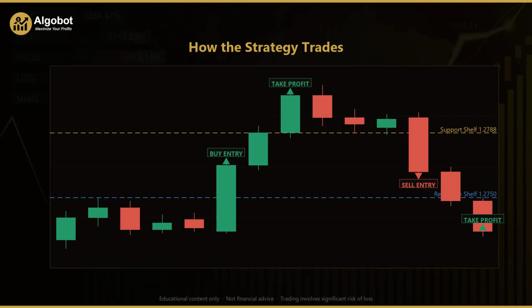Look at the first few candles. Price is moving sideways, pressing up against the resistance shelf at 1.2750 but failing to close above it. Each time it reaches that blue line, sellers push it back down. The strategy is quietly mapping this level as the highest high of its look-back window.